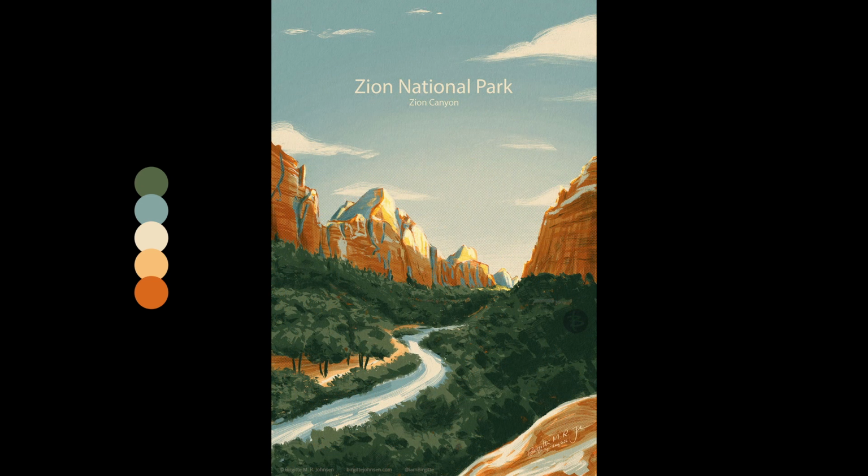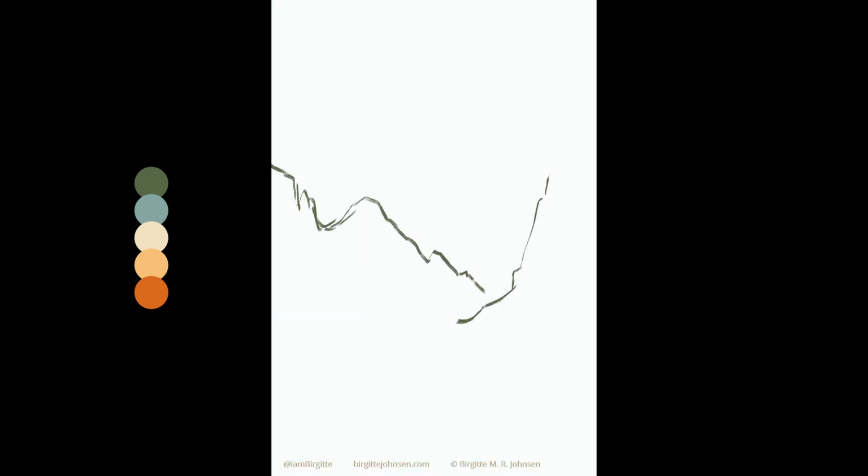Finally, we have the poster for Zion National Park, where I focused on Zion Canyon. This canyon is about 24 kilometers long and up to 800 meters deep.